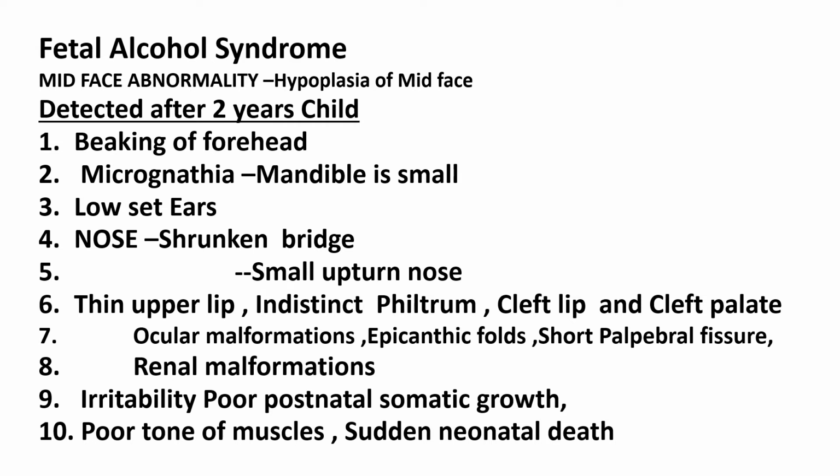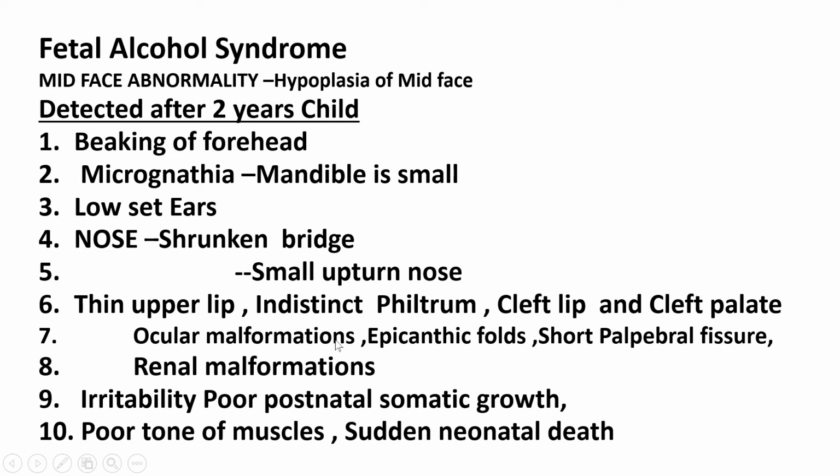In these cases, there is beaking of the forehead, micrognathia, which means the mandible is small, and low set ears. The nose will have a shrunken bridge with a short nose or a small upturned nose may be there. Then the upper lip is usually thin with indistinct philtrum. Sometimes cleft lip, cleft palate is also seen.